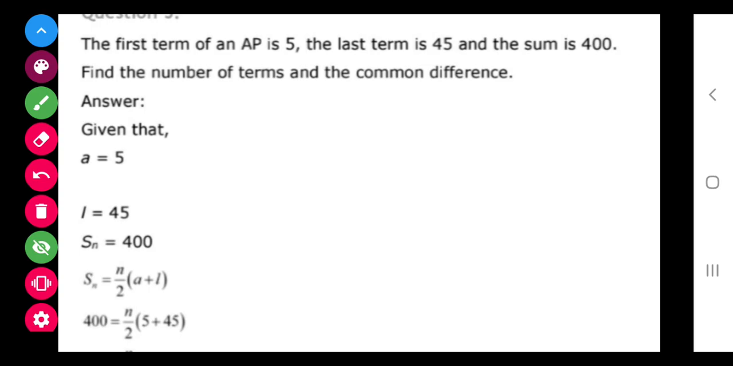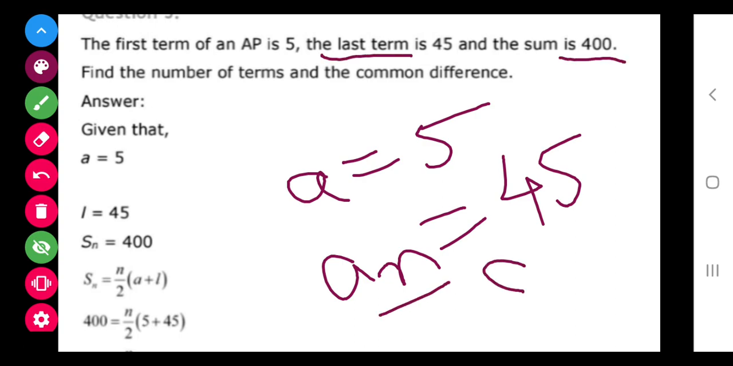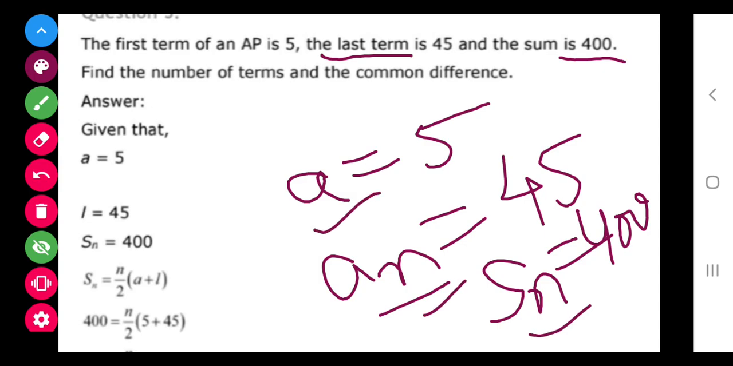Next is question number 5, which says the sum of the first terms of the AP is 5. What's given? A is equal to 5. The last term is given, that is an, which is 45. The sum, that is Sn, is given as 400. Now what we need to do? an we know, a we know, Sn we know. So we will apply this formula and we will get the value of n from here.